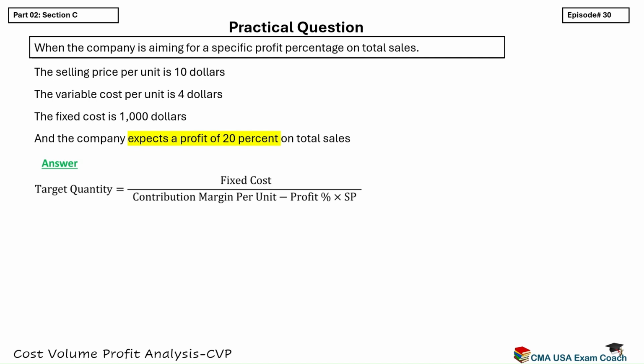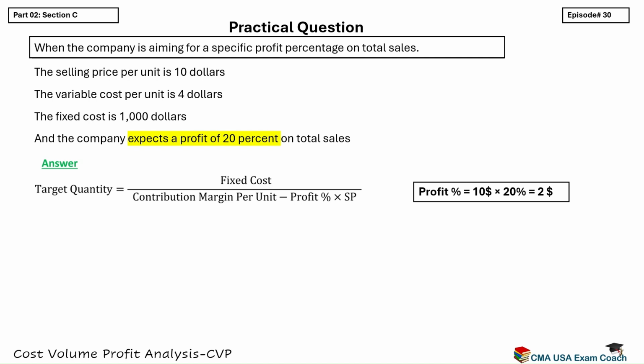Step 2. Calculate the dollar amount of profit per unit. Selling price per unit is $10. Profit expected equals 20% of selling price. So profit per unit equals $10 multiplied by 20% equals $2. That means the company wants to earn $2 profit from each unit sold.